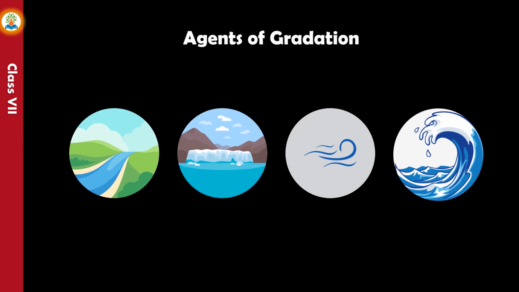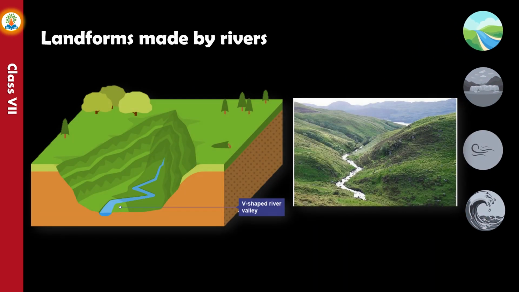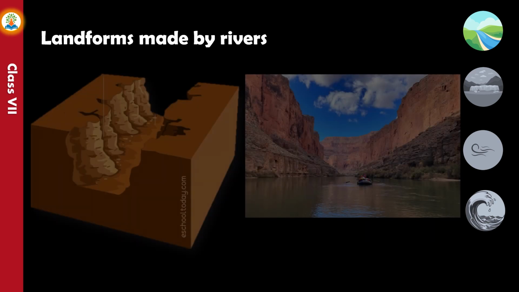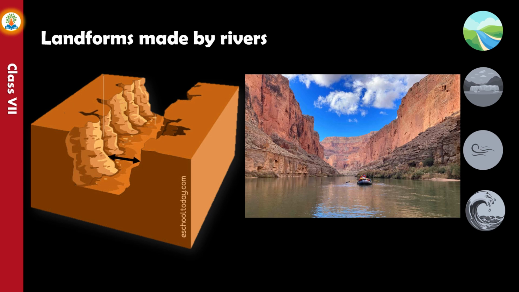Let us now learn about the various landforms produced by the agents of gradation: rivers, glaciers, wind, waves. Rivers are the most important agents of gradation. The valley formed by a river is narrow and shaped like the letter V, hence it is called a V-shaped valley. When a river erodes vertically through hard rocks, the valley formed is very deep and narrow. Such a valley is called a gorge, and since it is shaped like the letter I, it is also called an I-shaped valley. A wider, steep-walled and usually flat-bottomed valley is called a canyon.